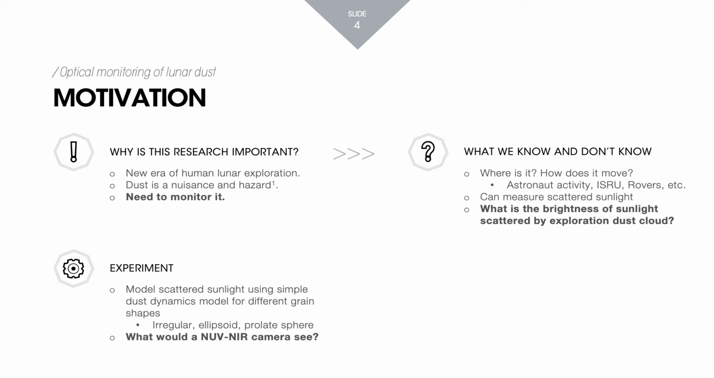To find out, we conducted the following experiment. We created models of dust light scattering behavior and distribution for irregularly ellipsoid and spherically shaped dust grains. This was combined with a simple dust dynamics model we created. We used these in a radiative transfer model to see what a detector could observe with a modest dust concentration. This was to answer the question, what would a near UV to near infrared camera be able to see?